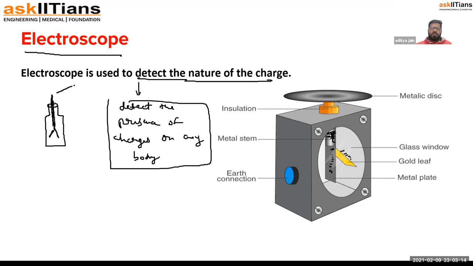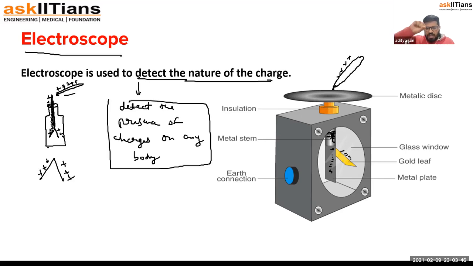So what happens when, suppose, you are bringing a positively charged body to this rod, near the metal stem, this metallic disc. What you do is place a positively charged body and touch it with this metallic disc. When you touch this body, by conduction the charge of this body will get transferred to the metal stem. Now this metal stem will get positively charged, and both the leaves will also get positively charged. So now if both the leaves are positively charged, they will diverge.